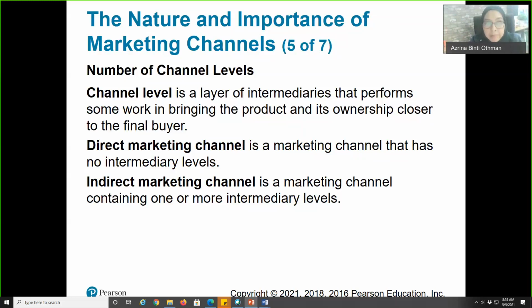One is the marketing channel that has no intermediary levels. So this is a direct marketing channel. How about indirect? Indirect means you have one or more intermediary levels, meaning that you hire intermediaries to work with you. So direct, no. Indirect, yes.